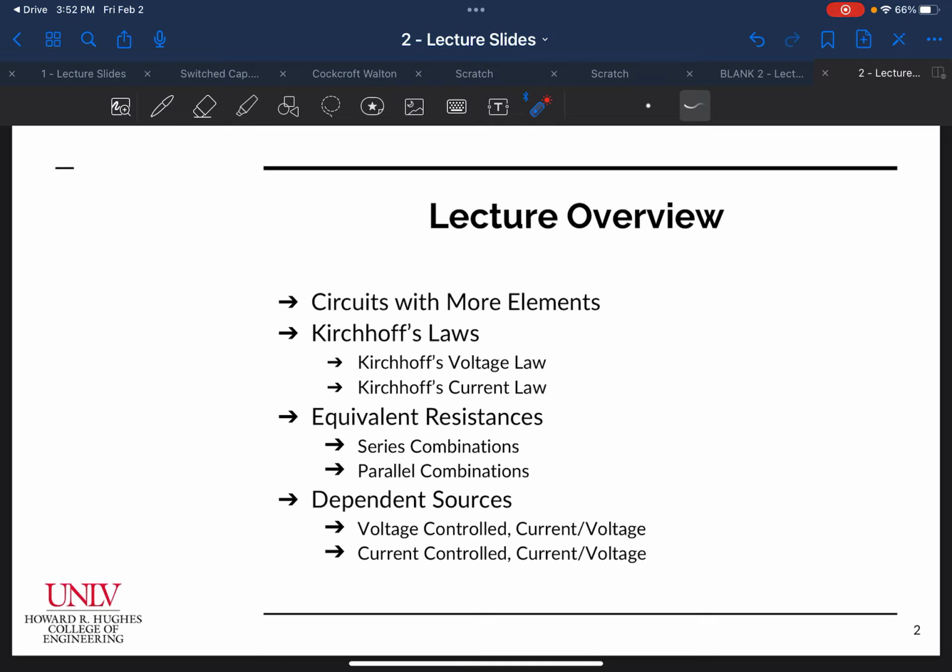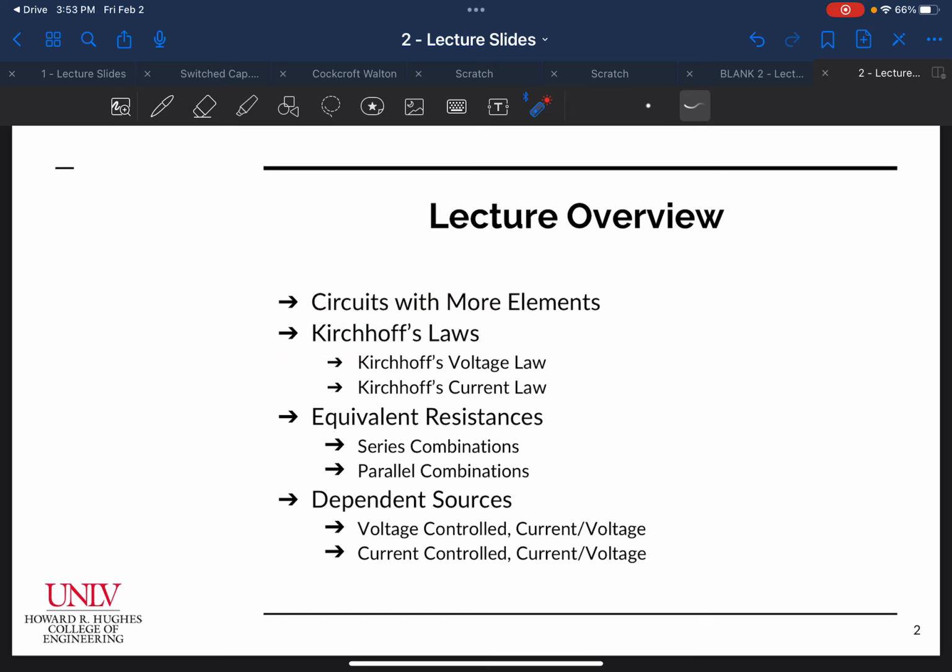Then we're going to look at Kirchhoff's laws, which are two of the very fundamental laws of circuits that also help us with circuit analysis, and they're fundamental to solving any circuit, DC, AC, really all the way through any circuits that you look at. You're going to be using Kirchhoff's laws.